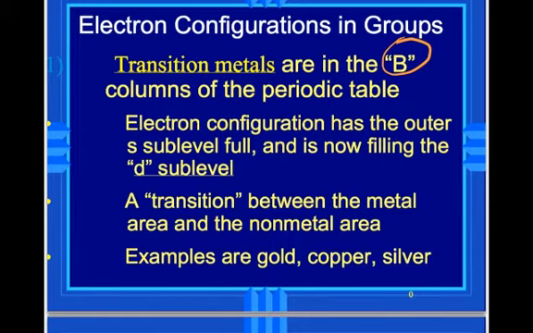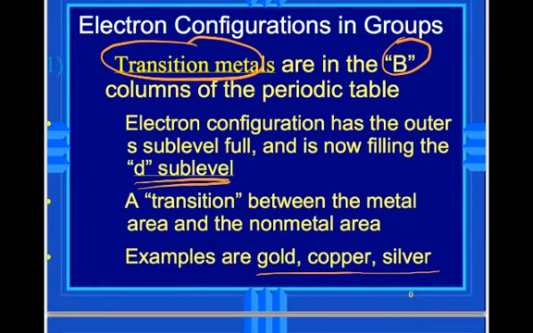But transition metals have electron configurations that have the outer S sublevel full, but now we're starting to fill the D sublevel. So there's a transition between the metal area and the non-metal area, and some good examples of transition metals are gold, copper, and silver. But remember, the idea is if you're a transition metal, you're starting to fill these D sublevels.